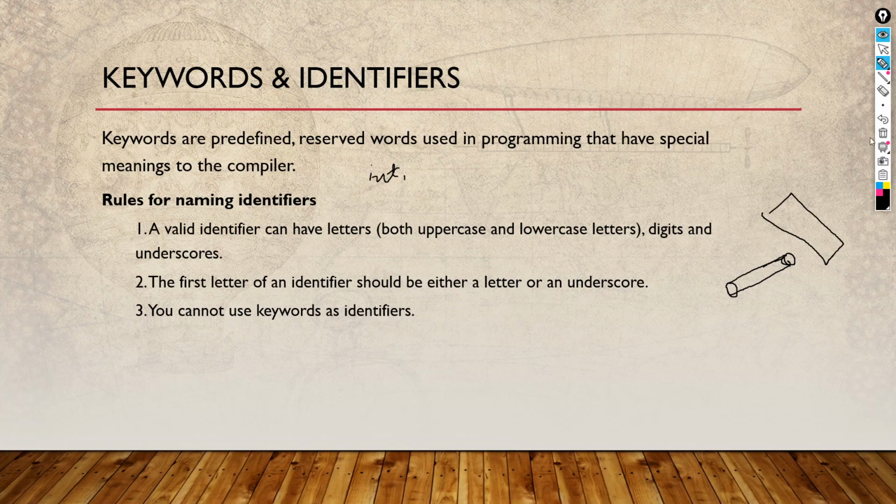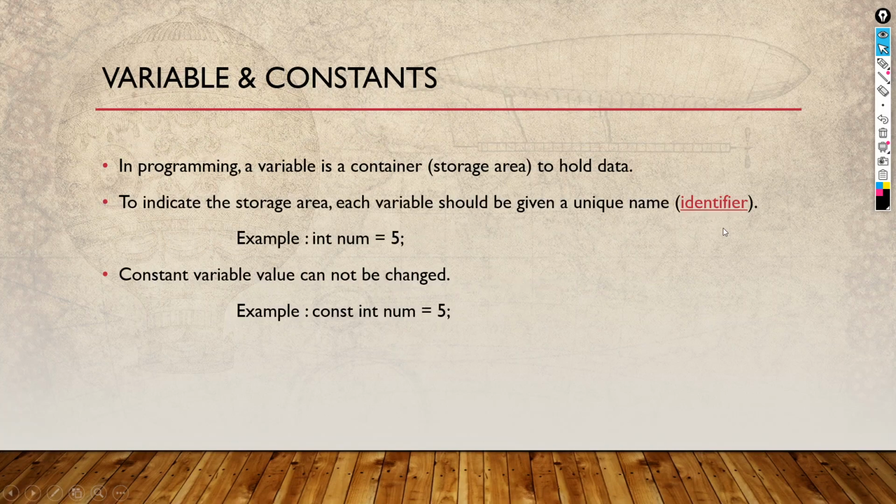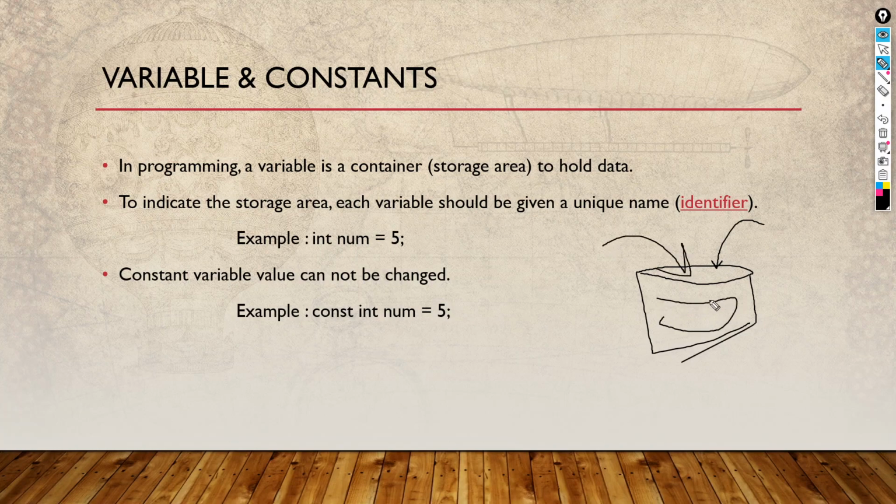Now, rules for naming identifiers, I'm coming to that later, but first of all we need to understand what variables and constants are. A variable is nothing but a container. Consider it as a container. If we want to keep water in it, we can keep it. If we want to keep milk, we can keep it. Anything we want to keep in the container, we can keep it here, okay? A variable is like that. A variable is a storage area where we can store our data.